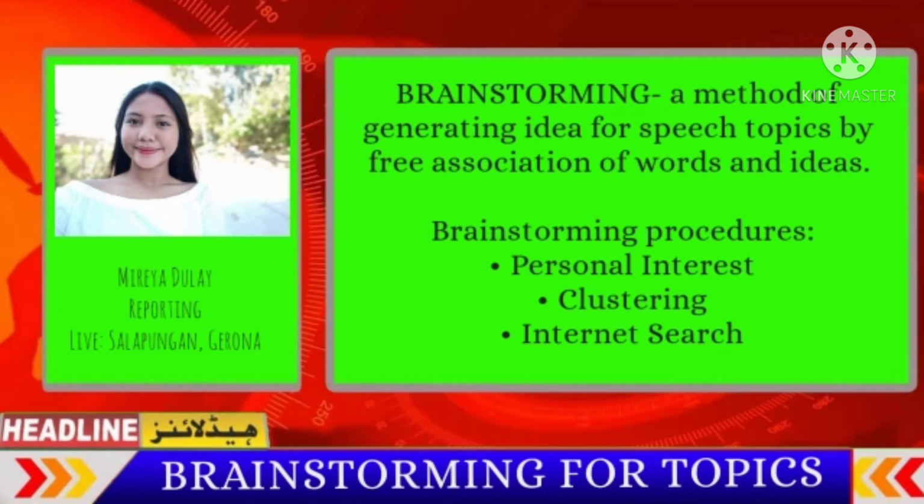In personal interest or inventory, it is anything that relates to ourselves, such as experiences, interests, and hobbies. In clustering naman, it is the dividing of a general topic into several categories, while internet search is the finding of a topic through a subject based on websites or some other references, portal hanggang sa makita or makahanap ka ng isang maganda or good topic. I'm Mireya Isadel Delay, live at Salapungan, Herona, reporting.